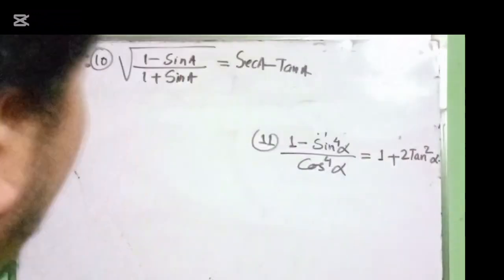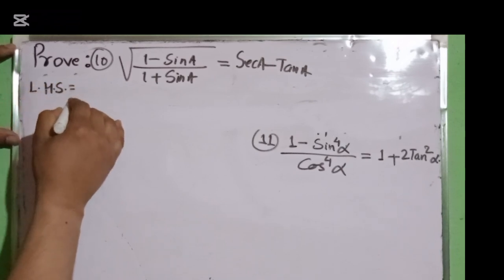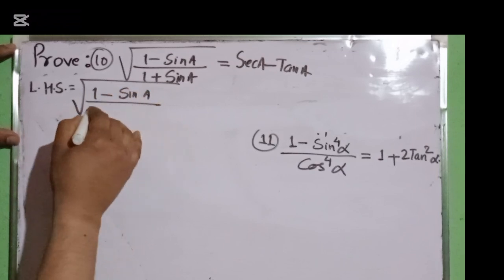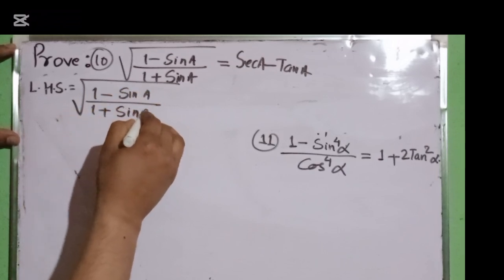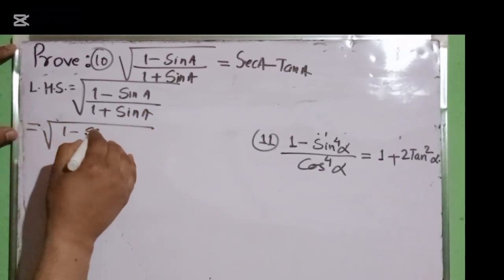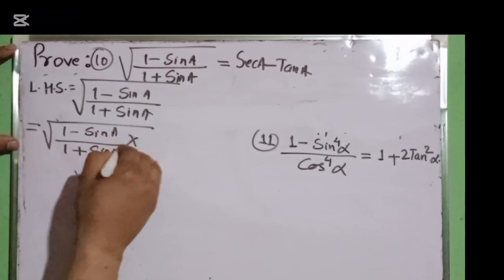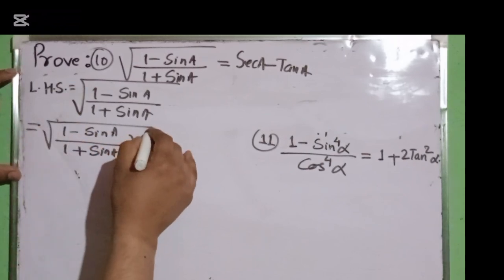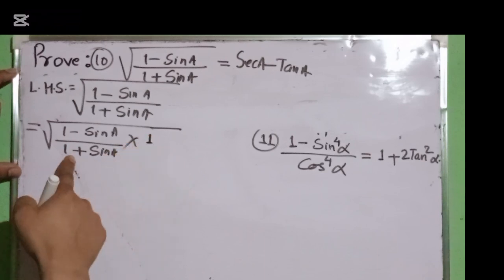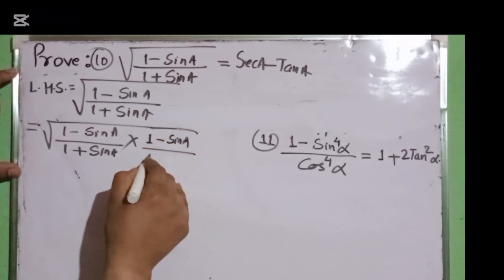Now look here, children. What to do in this question? Write the left hand side: square root of 1 minus sin A by 1 plus sin A. Then we can multiply up and down by the opposite sign. It is 1 plus sin A, so we take 1 minus sin A, that is 1 minus sin A by 1 minus sin A.